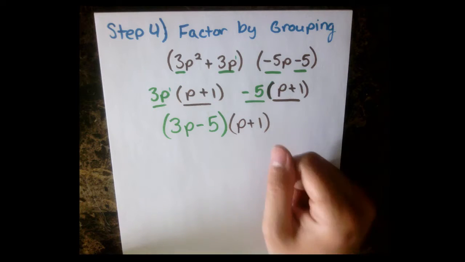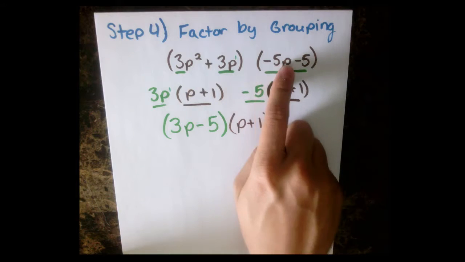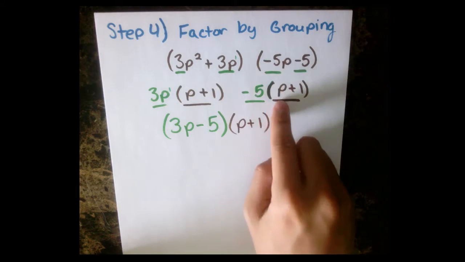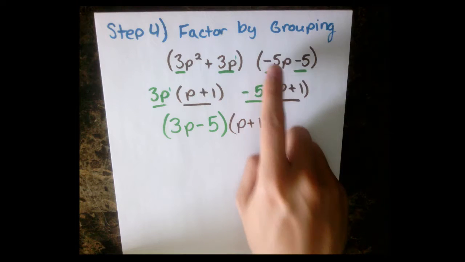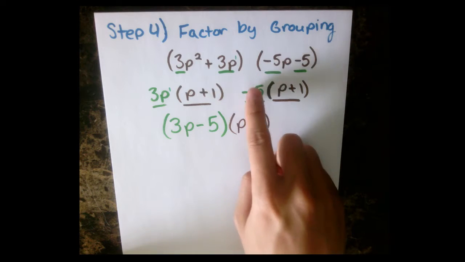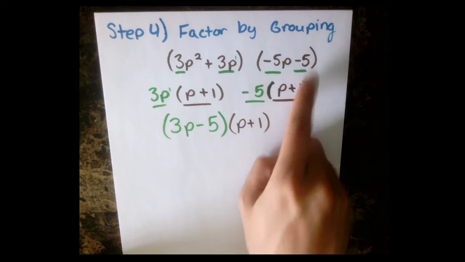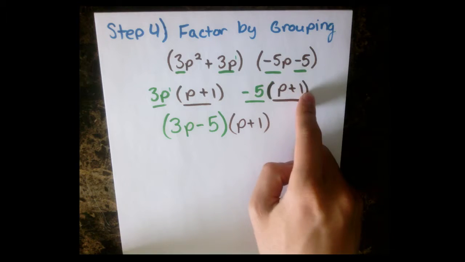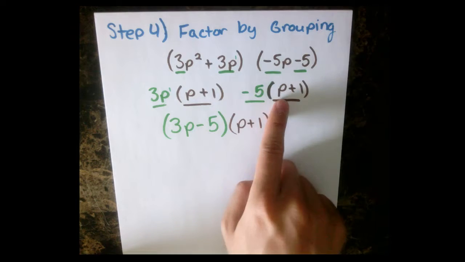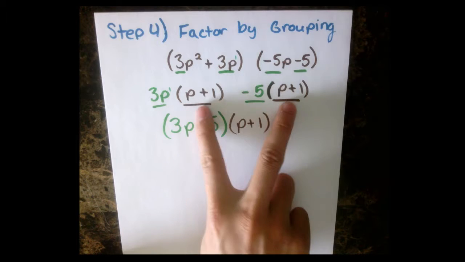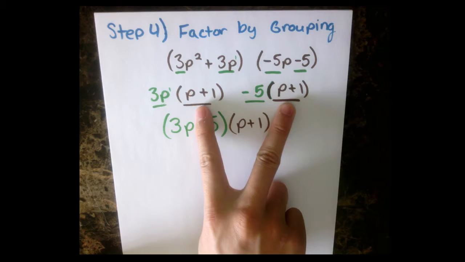Alright, so now let's go ahead and just figure it out. -5p, how do I get from -5 to -5p? All I'm missing is that p, so there it is. Alright, so -5 times p would equal -5p. And then -5 times what equals -5? -5 times 1 equals -5. There's that 1 there. And you'll notice here that after we pulled out our factors, both of our binomials look exactly the same.